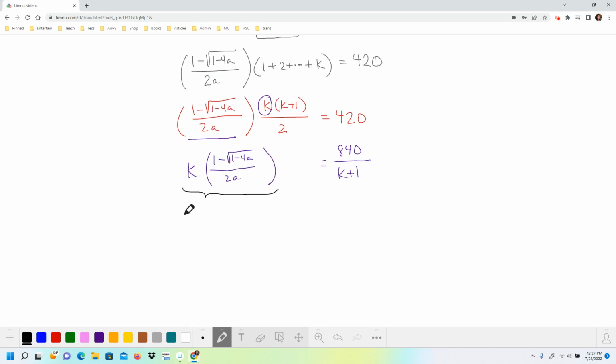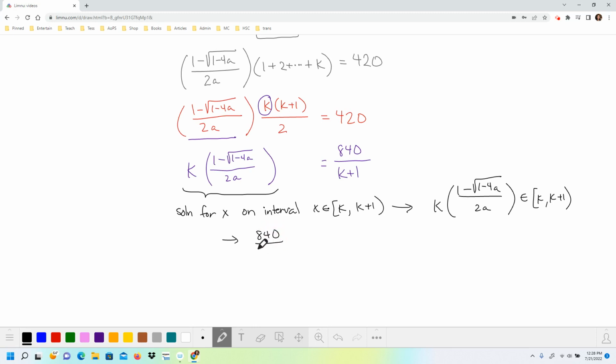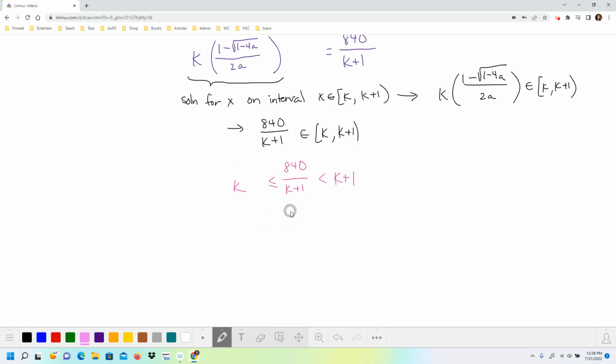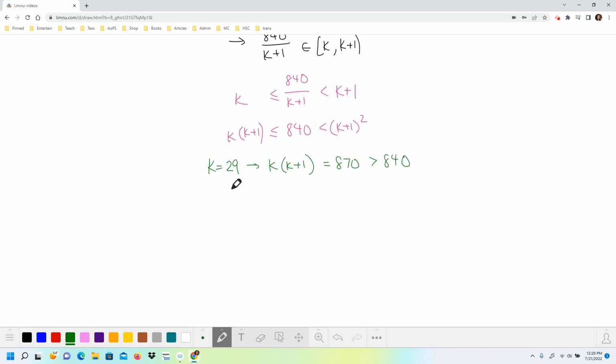On the left-hand side, this can be thought of as the solution for x on the interval between k and k plus 1. If x is in this interval, then this expression is also in this interval. And so we have 840 over k plus 1 is also in this interval. So let's write this as a chain inequality and multiply through by k plus 1. Now we're going to experiment and find values of k that are in this neighborhood. When k equals 29, our lower bound is too high. So we try k equals 28, which works as our lower bound, and it works for our upper bound.